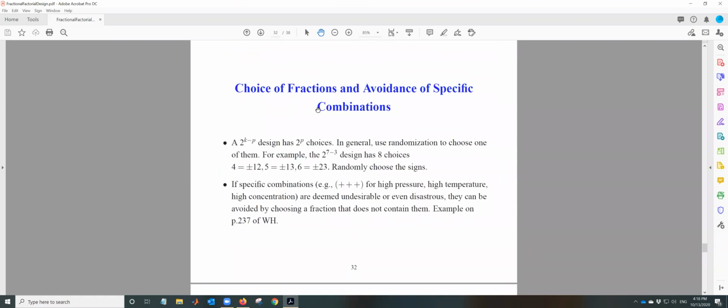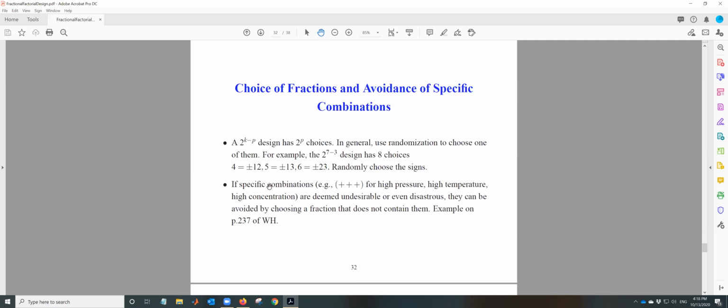Now, choice of the fraction and avoidance of specific combinations. For example, a 2^(K-P) design has 2^P choices. In general, you use randomization to just pick one of them. But if you use a 2^(7-3) design, you can have 8 choices, 2^3, because 4 equals 1, 2, and so on. You can randomly choose plus and minus signs over here.